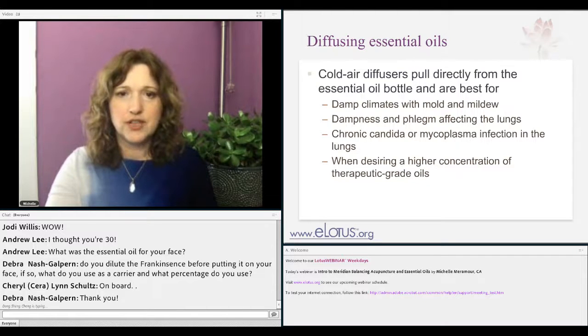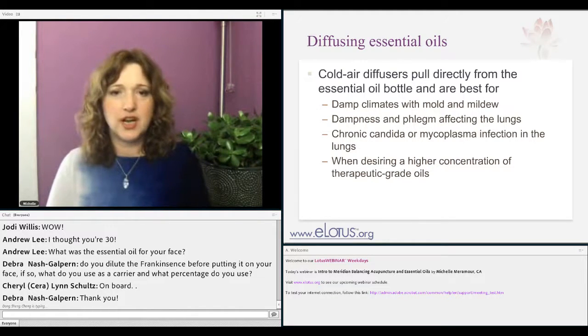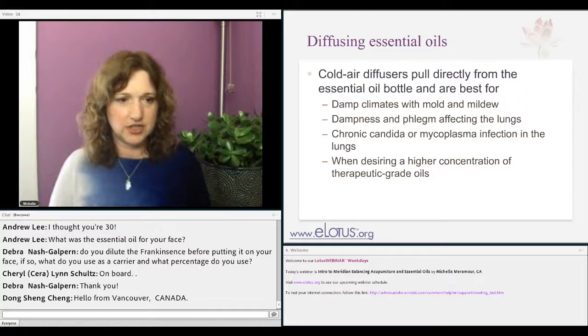The cold air diffusers pull directly from the essential oil bottle, and they're best for damp climates with mold and mildew, dampness and phlegm affecting the lungs, chronic candida or mycoplasma infections in the lungs, and when desiring a higher concentration of therapeutic grade essential oils. The cold air diffusers work pretty much just like a nebulizer does, and I found it very effective for people who have pneumonia or a lot of phlegm in their lungs. Especially here in the Midwest, we recommend this a lot if people have chronic lung conditions.